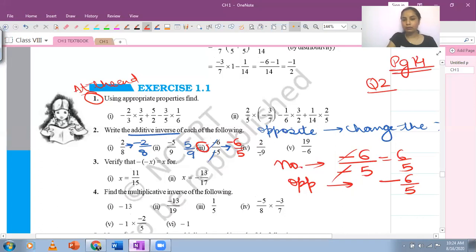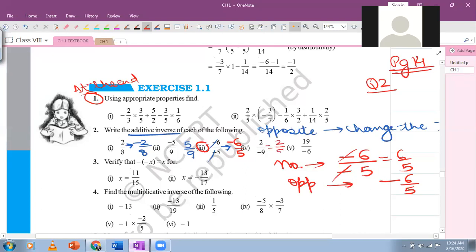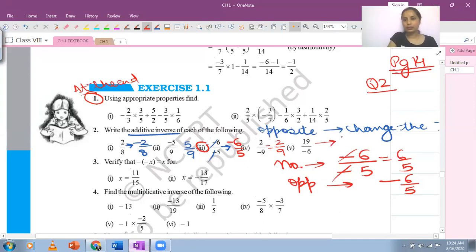And what do you think about this one now? Fourth part. 2 by 9. And about the last one. 19 by 6.